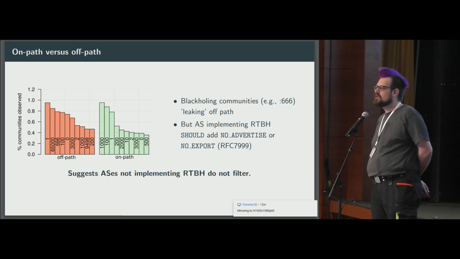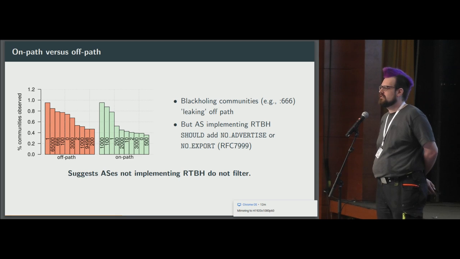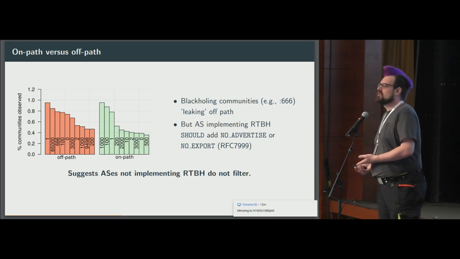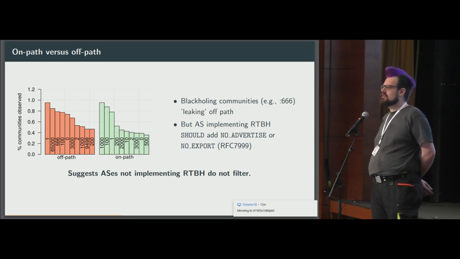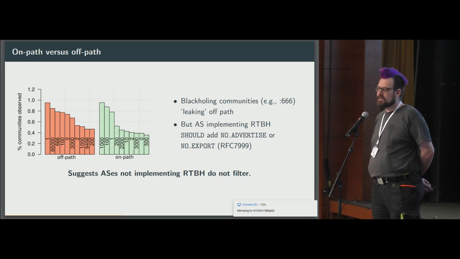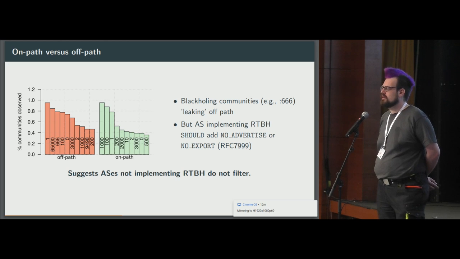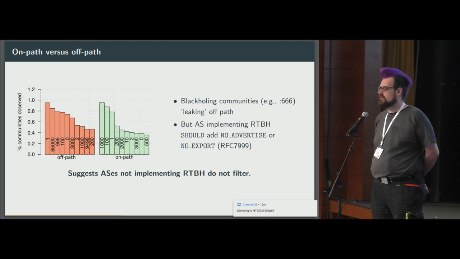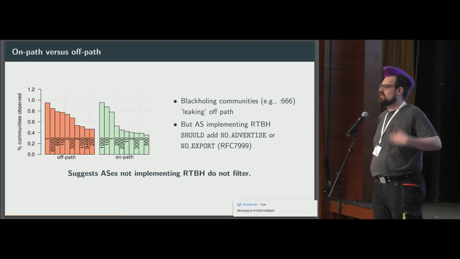On the left side, you see quite a number of community values in the off path communities that are related to black holing, remote triggered black holing. And on the other side, on the right hand side, you see very even numbers that look like provider, like operator assigned and easy to remember. And we think that this comes from the fact that ASs that are not implementing black holing will just forward black holing communities compared to ASs that do black holing, which follow the black holing RFC and do not further propagate these communities. So they will not be visible off path.